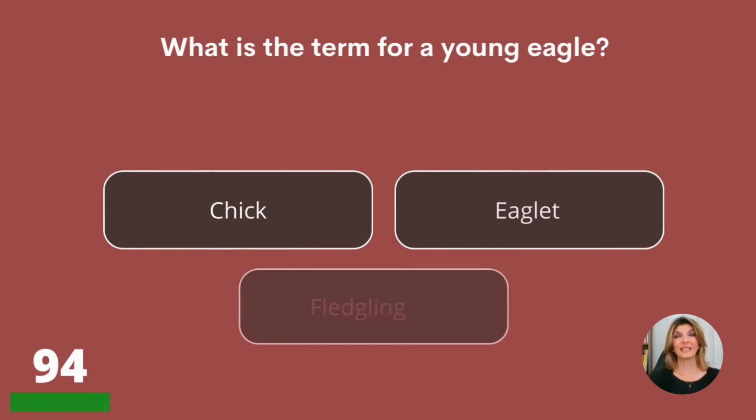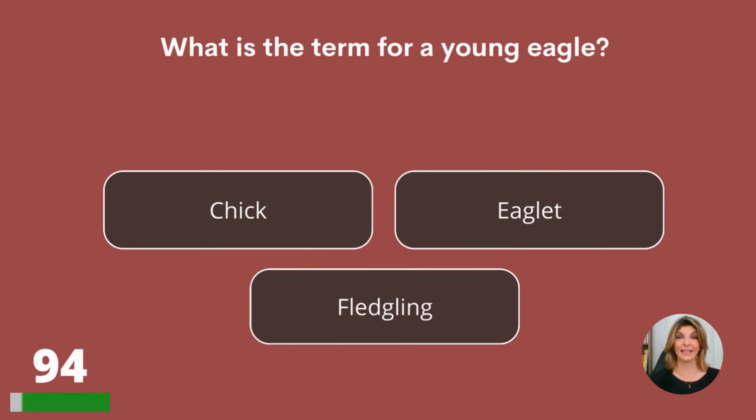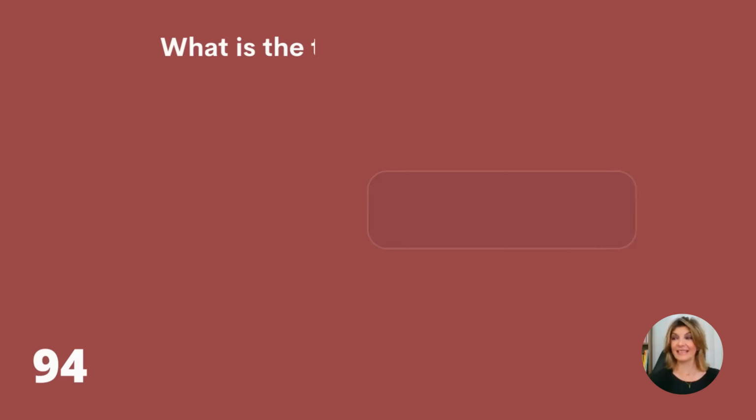What is the term for a young eagle? A chick, an eaglet, or a fledgling? An eaglet.